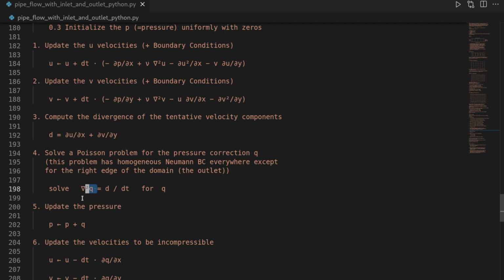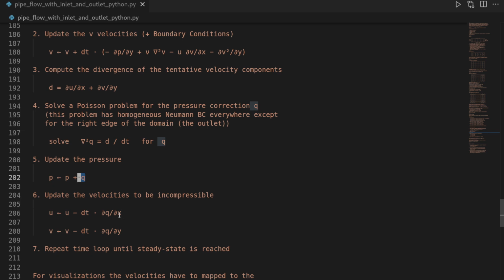And this Poisson problem with the nabla squared here has Neumann boundary conditions everywhere except for the right edge where we have our outlet. And we will solve it using some Jacobi smoothing algorithm. For simplicity here, we can use this pressure correction Q to correct our pressure. Well, it's a pressure correction, so it shall correct the pressure. And then we see how the pressure field will develop. But more importantly, we will also use it to correct the velocities to be incompressible.